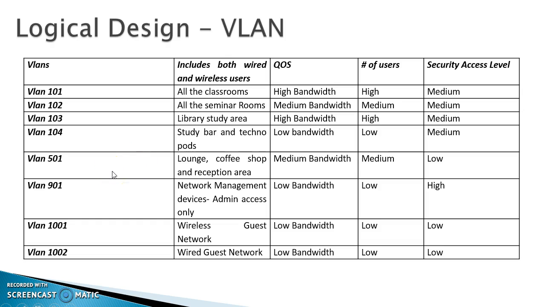Going on with the logical design, this is another essential part of it, VLANs. We have divided the network and the users based on parameters like bandwidth requirements, the number of users, and the security access levels which they would have.